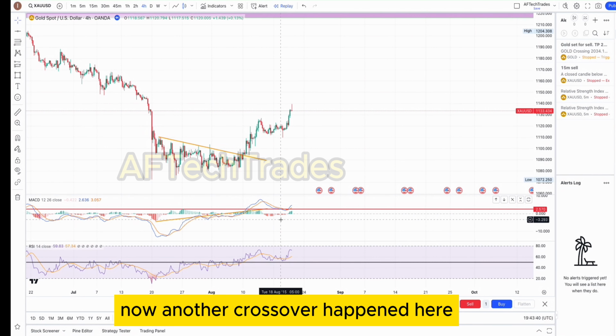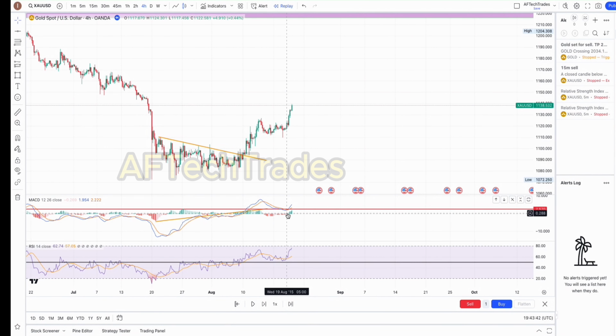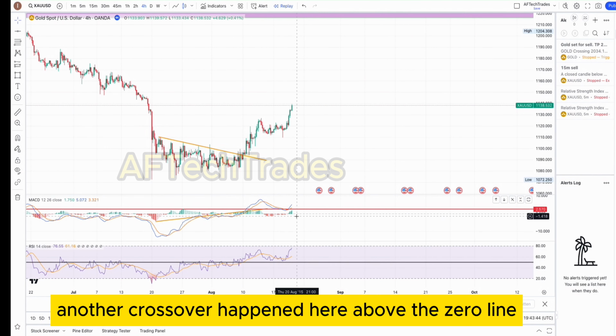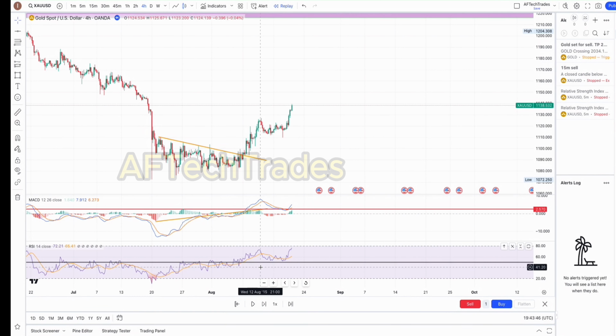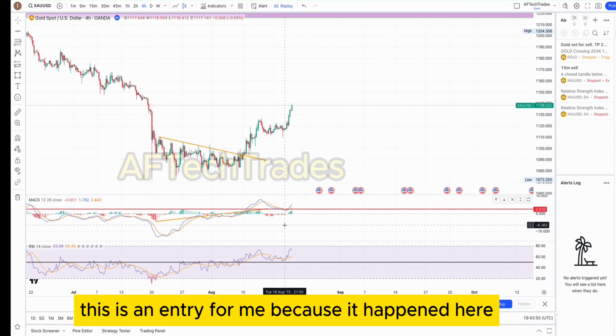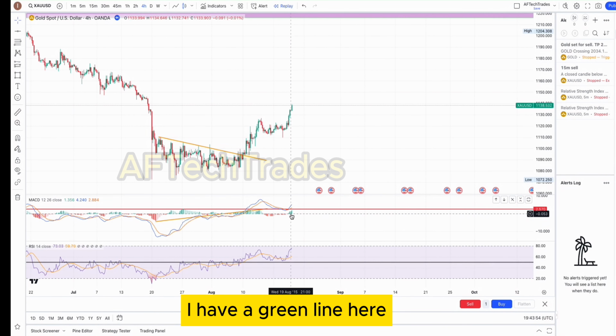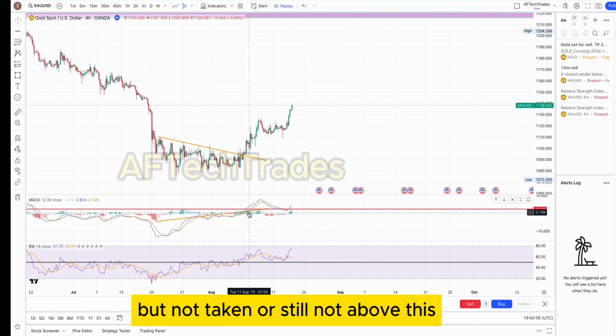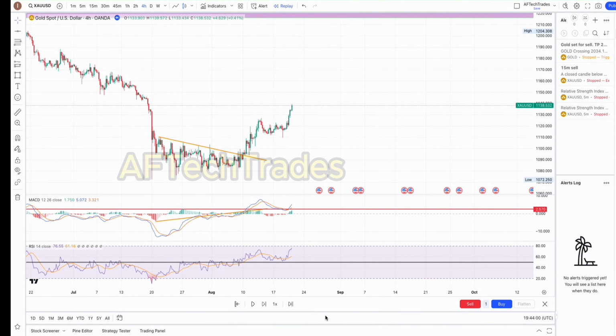Now another crossover happened here. Another crossover happened here above the zero line. Okay, so this is an entry for me because it happened here. I have a green line here, but not thick enough. It's still not above this. The momentum will not be strong. Let me continue.